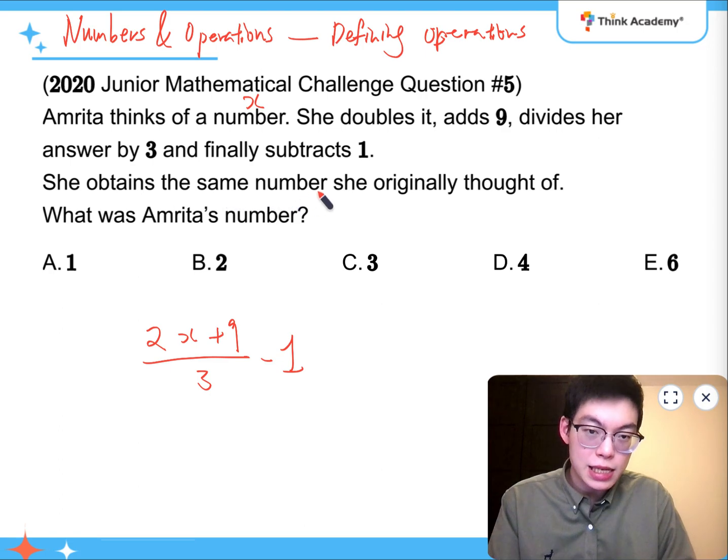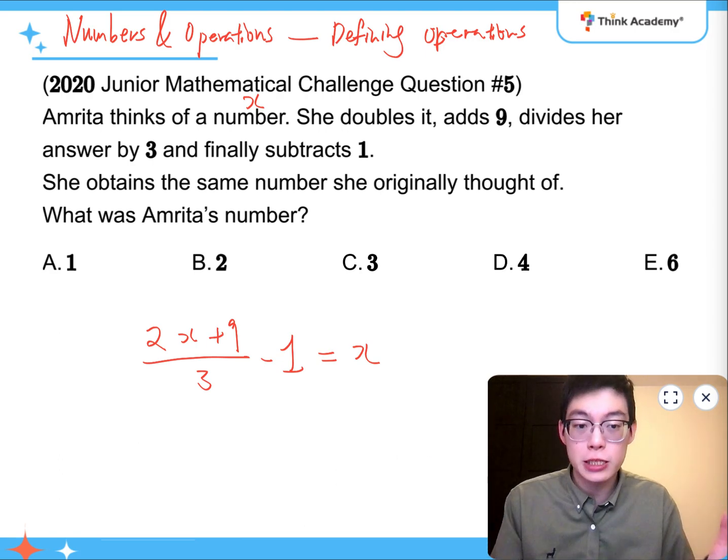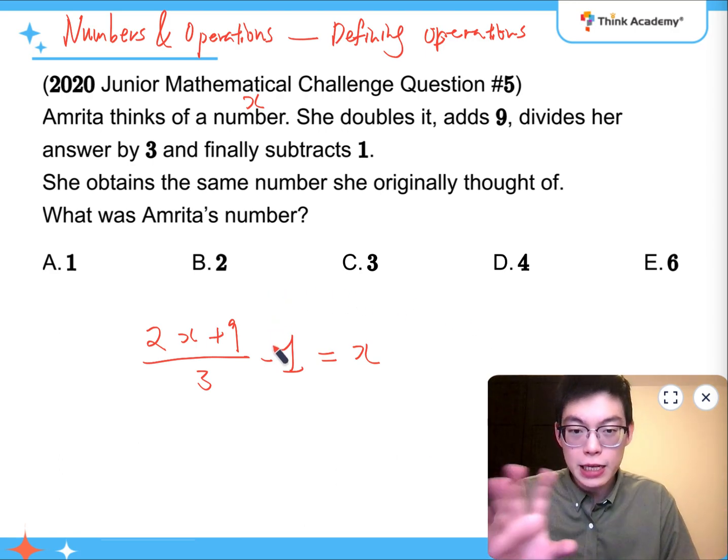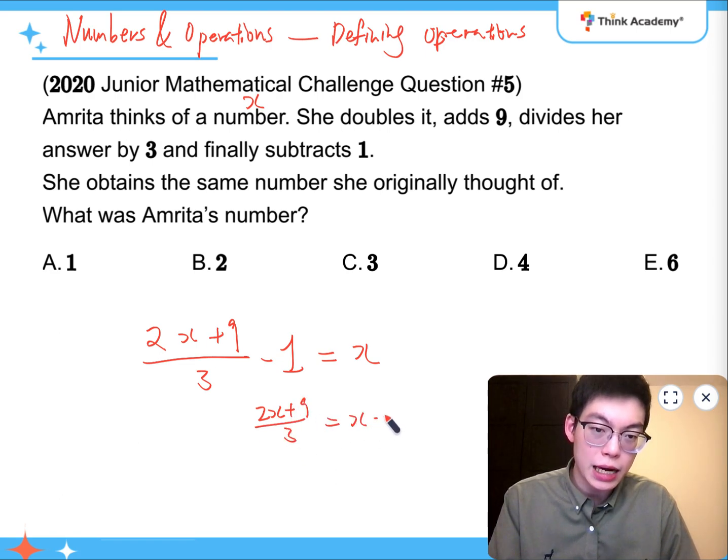And she obtains the same number she originally thought of. So she gets x. That's how we can write this whole equation. And then the next step, of course, we remove the single 1 first. So add 1 on both sides, you get 2x adding 9 divided by 3 equals x adding 1.